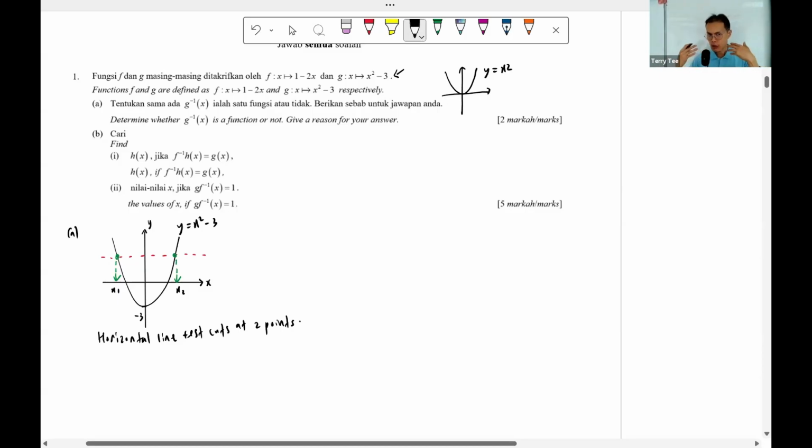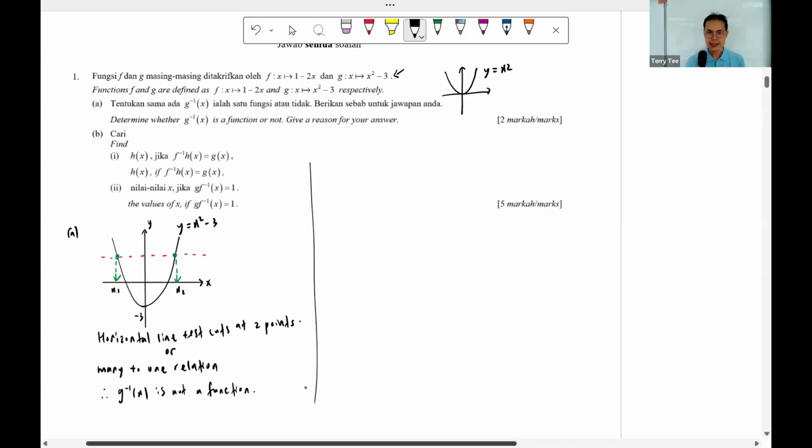So we can use a horizontal line test to explain, or we can say this graph has a many to one relation. Many to one relation has no inverse. And when a horizontal line test cuts at 2 points, the function has no inverse. Therefore g inverse x is not a function. Normally we say the function g(x) has no inverse, or g inverse x is not a function. All right, that is part A, 2 marks.